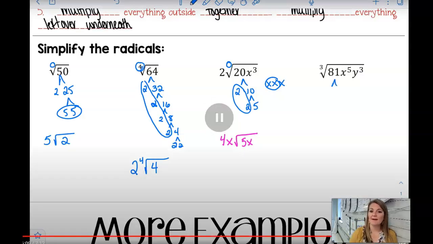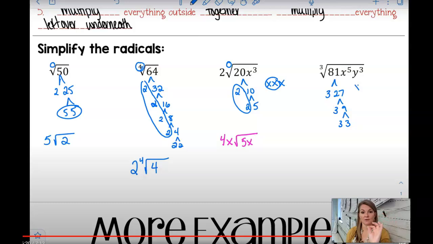Last example before we have the ones where you can just practice on your own. So I have 81. So 81 is not even. So it's not going to be divisible by 2. So I would try 3. 81 divided by 3 is 3 and 27. 27, not even, so I'm going to go with 3. That's 3 and 9, and 9 is 3 and 3. Those are all prime. 3, 3, 3, 3.